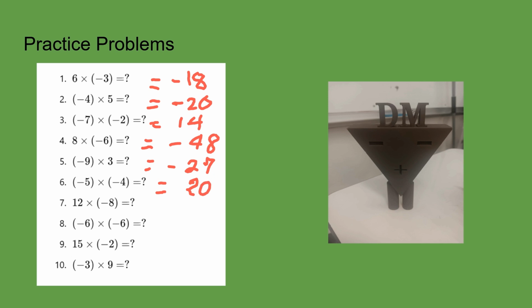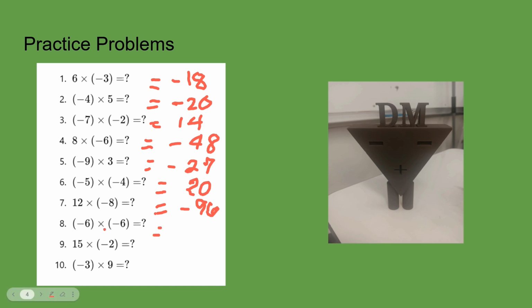All right, that's nice. Okay, next, how about 12 times negative 8? 12 is positive, multiplied to negative 8. What's left is negative. So this is actually negative 96. Okay, all right. So easy, right?